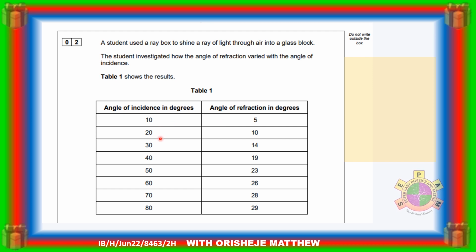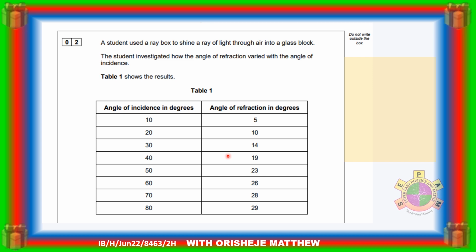Then in the next procedure, he increased the angle of incidence to 20. Then the student increased it to 30, 40. So the angle of incidence was increased by 10 degrees, and then the student got the corresponding angle of refraction.